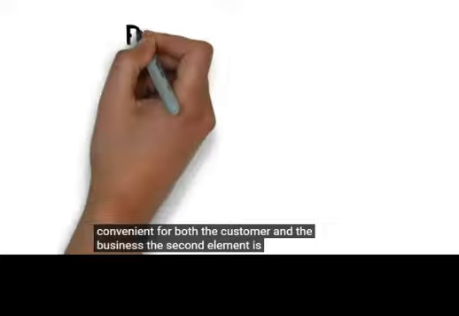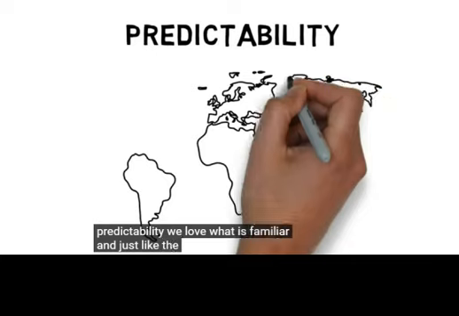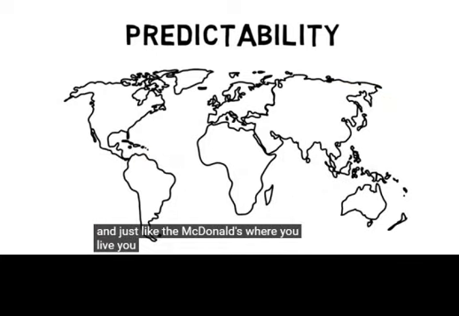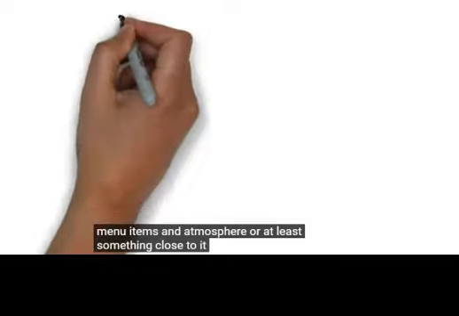The second element is predictability. We love what is familiar. And just like the McDonald's where you live, you expect a McDonald's in another city or country to have either the same menu items and atmosphere, or at least something close to it.